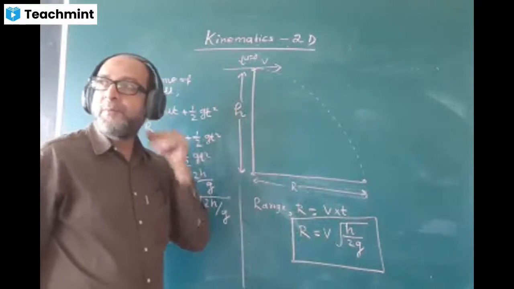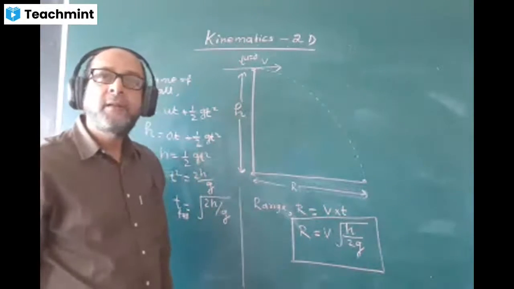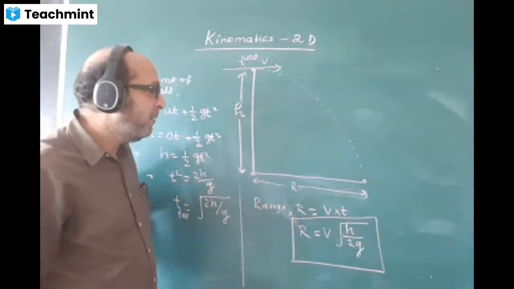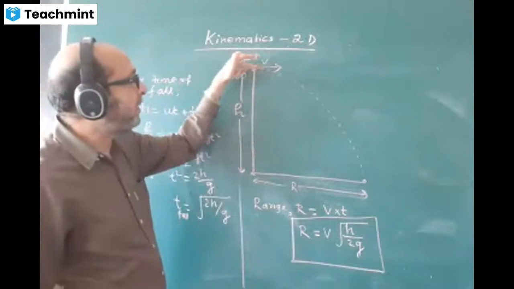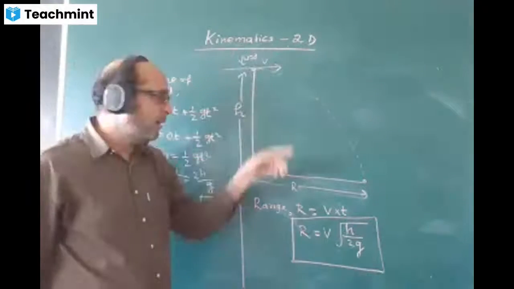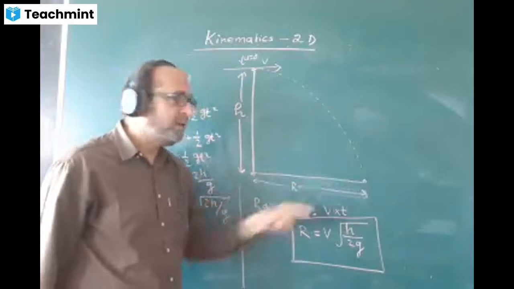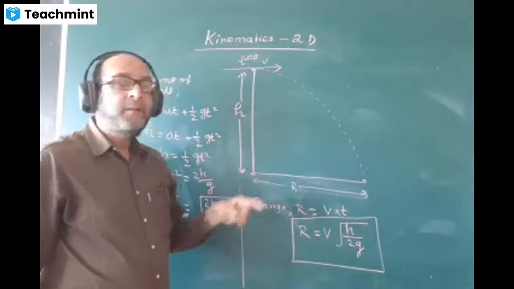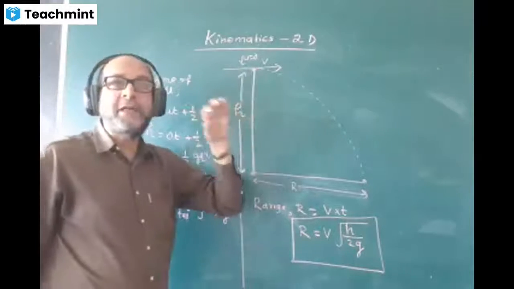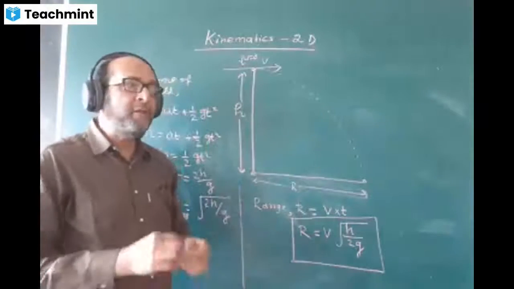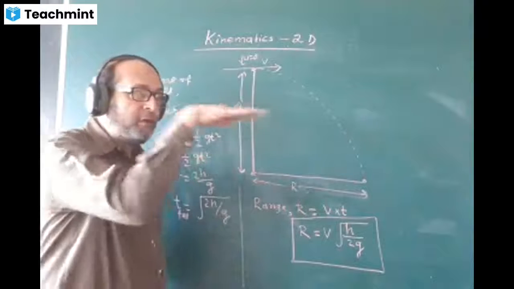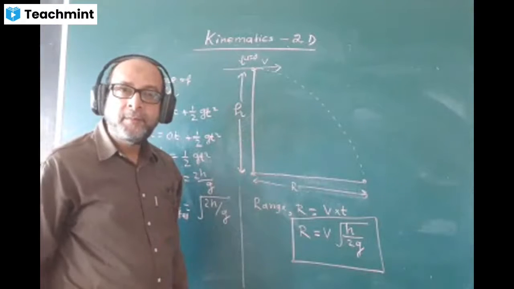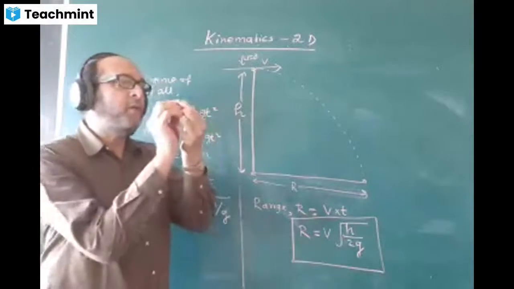Sir, the velocity is in the x-axis only, no? This velocity is along the x-axis, the horizontal direction. Sir, to find the horizontal distance, do we have to take v cos theta? There is no theta here, or the theta value is 0 degrees. You are throwing it horizontally, like this. Did you understand what I am saying?